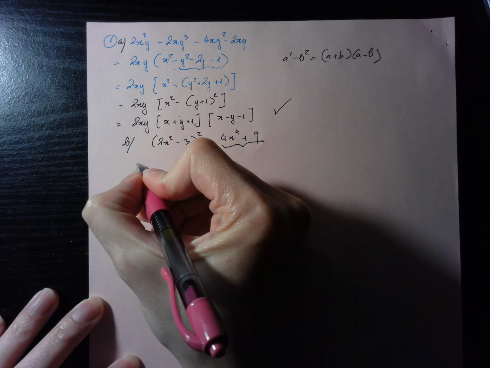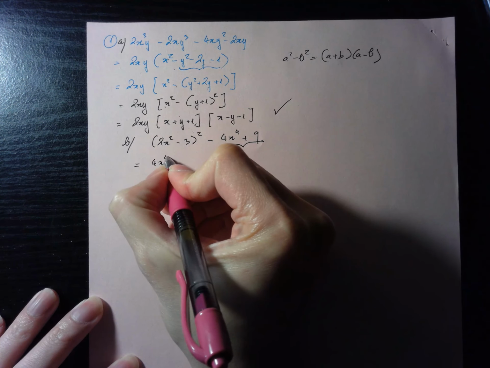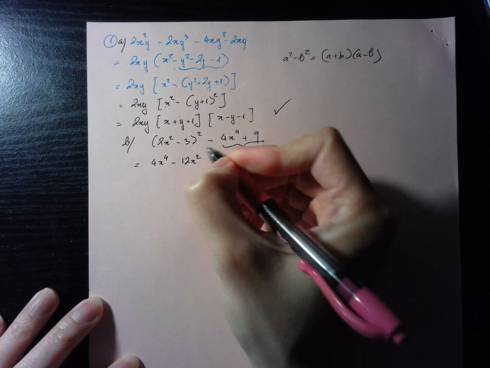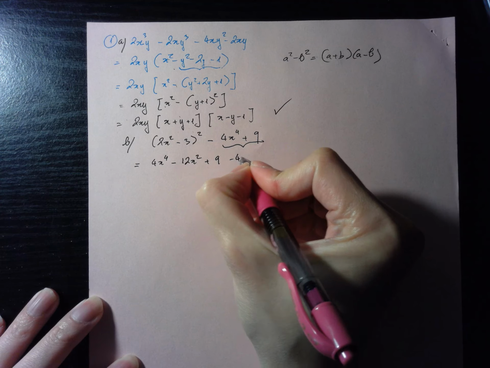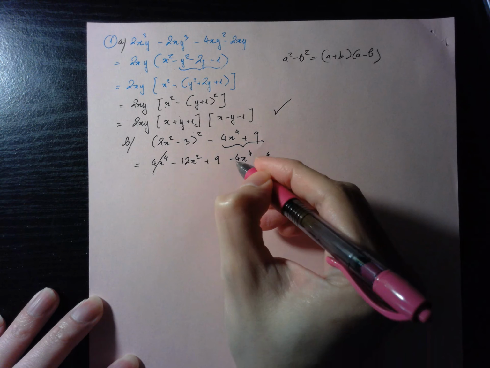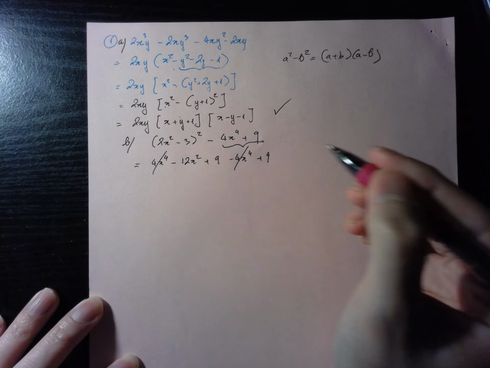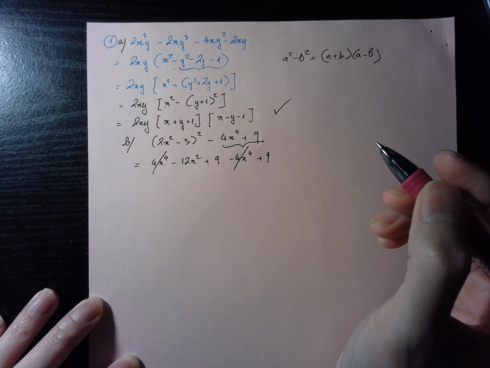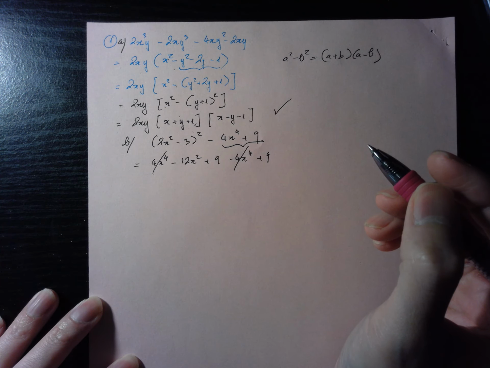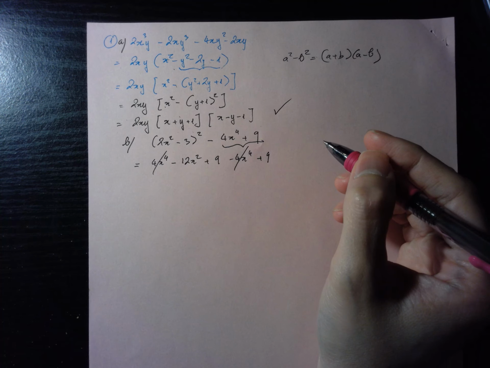So let's go expand it. So we get 4x to the 4, minus 12x squared plus 9, minus 4x to the 4 plus 9, and I rewrite it. So this is simplified, and I think I missed something, right? Oh, let me see. There's something. I think I missed something.